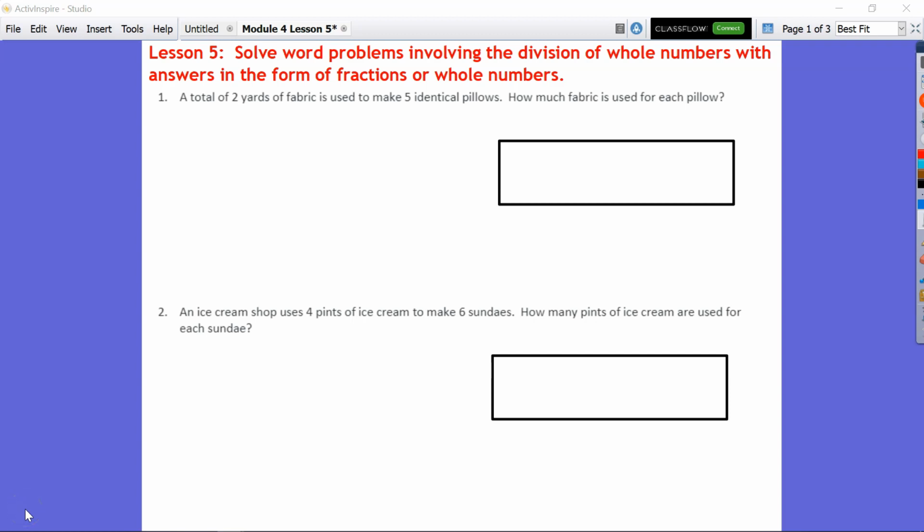This is lesson 5 of module 4, and the objective is to solve word problems involving the division of whole numbers with answers in the form of fractions or whole numbers. So let's jump right in here.